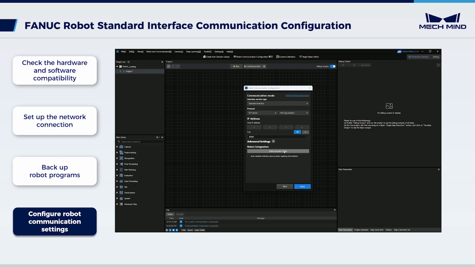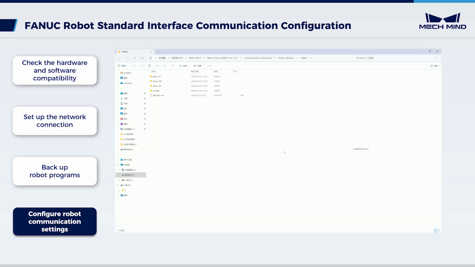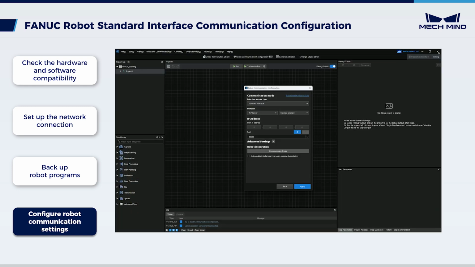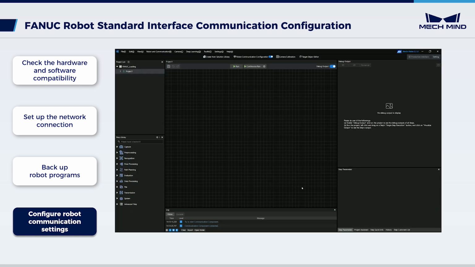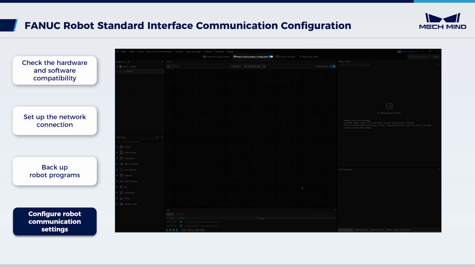Click Open Program folder to find program files. Copy these program files to the flash drive. Click Apply. On the Mech-Vision interface, the robot communication configuration switch has turned blue.